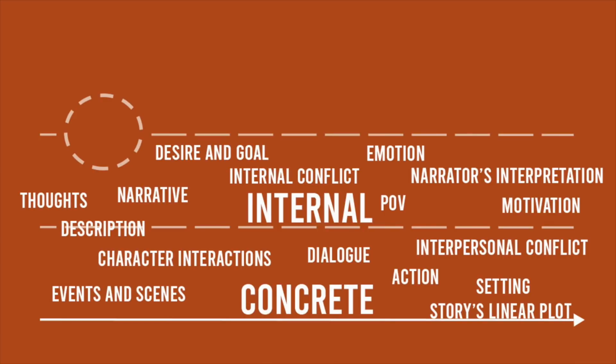The second plane is the internal plane. This is everything that's happening within the protagonist's mind. These things are mostly perceptible to the protagonist, but they wouldn't necessarily be visible to another character. These are things that are all happening within the protagonist's mind. Internal narrative, everything that's within the point of view, emotion, desires, goals, motivations, internal conflict, your character's perceptions of other characters, basically everything that your protagonist is thinking.